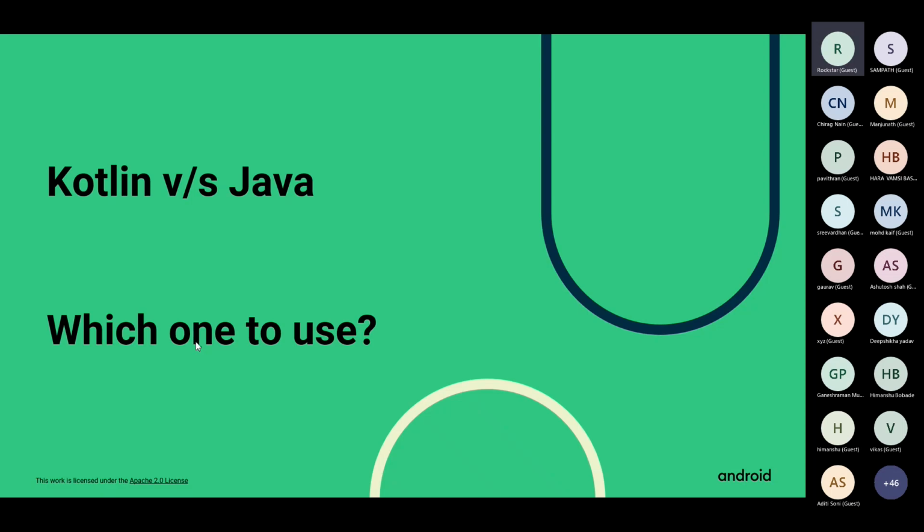So as a basic user or a basic developer who is starting new, it's an obvious question that you get in your mind: which language to use now. I know some Java, but should I start with Kotlin? So let us understand why you should use Kotlin for app development and how it compares with Java.